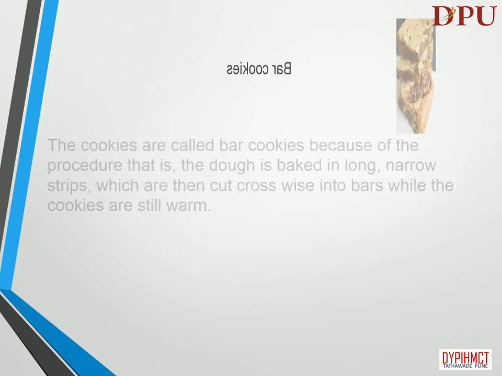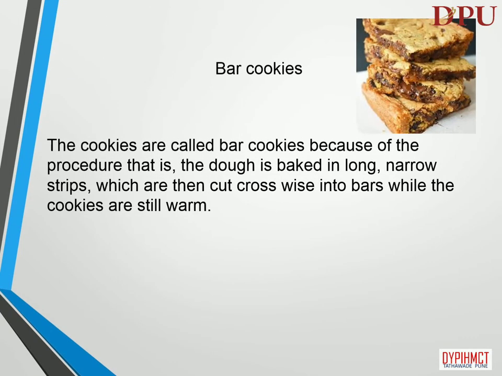Bar cookies. Cookies are called bar cookies because of the procedure, that is, the dough is shaped into long, narrow strips which are then cut crosswise into bars while the cookies are still warm. Example: chocolate chip cookies, brownies.